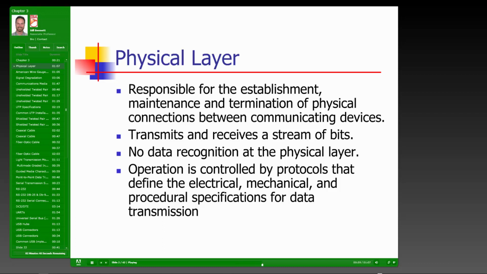Remember in the previous chapter we talked about encapsulation and how headers were put on packets and datagrams. But here it's just all zeros and ones, and so the physical layer doesn't really read it as information at all, other than, what's the next bit? Is it a 0 or is it a 1? Operation is controlled by protocols that define the electrical, mechanical, and procedural specifications for data transmission.